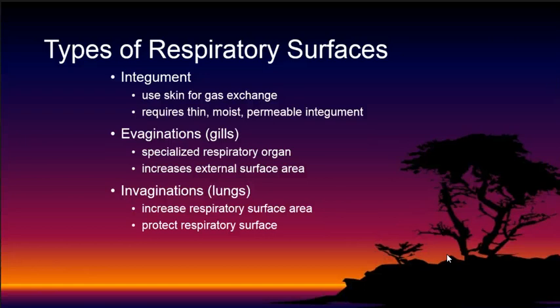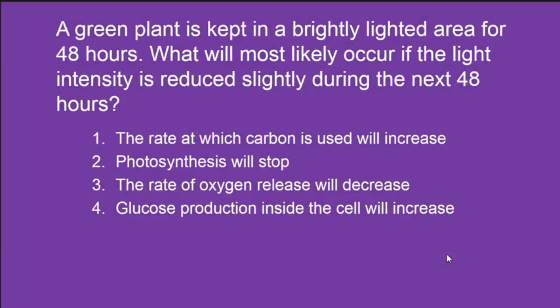as opposed to outside like gills. Okay, so a green plant is kept in a brightly lighted area for 48 hours. What will most likely occur if the light intensity is reduced slightly during the next 48 hours? The rate at which carbon is used will increase, photosynthesis will stop, the rate of oxygen release will decrease, and glucose production inside the cell will increase.